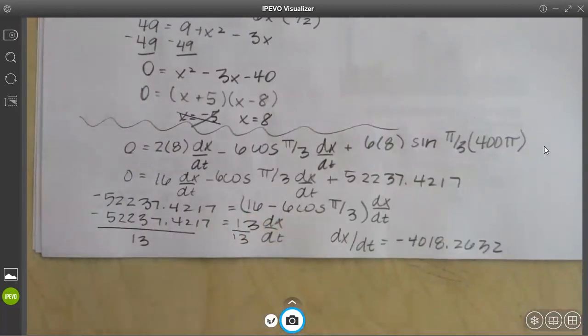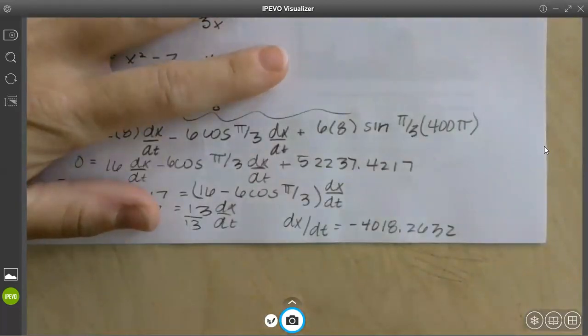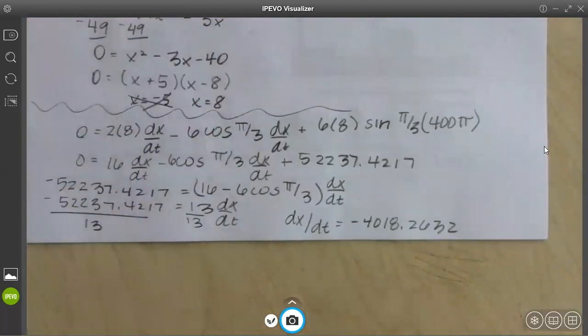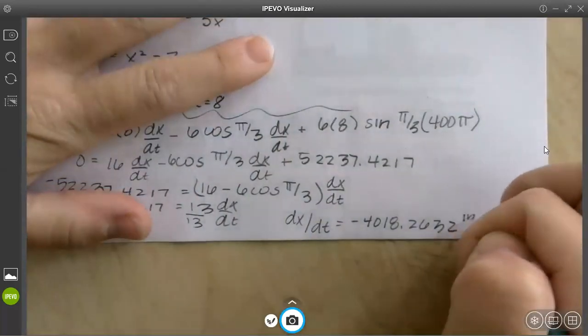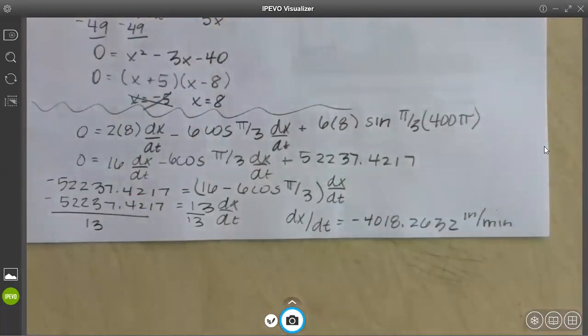And then what are my measurements, or my units? Inches per minute. Inches per minute. Why? It says find the velocity of the piston. And that's that 7-inch connecting rod that it's going to talk about, 7 inches.